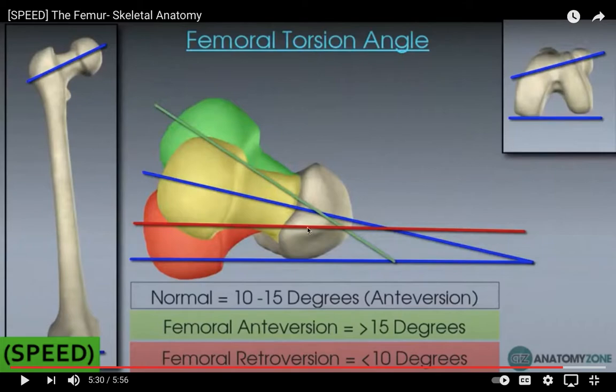Just as you can have anteversion, you can certainly have retroversion. Less than 10 degrees, you're going to have this type of a relationship. You can imagine, again, moving this red femur up into the acetabulum, and what's that going to do to this angle down here? And it will result in more of a toeing out scenario. So the femoral anteversion will lead to that toeing in. Femoral retroversion will lead to that toeing out.